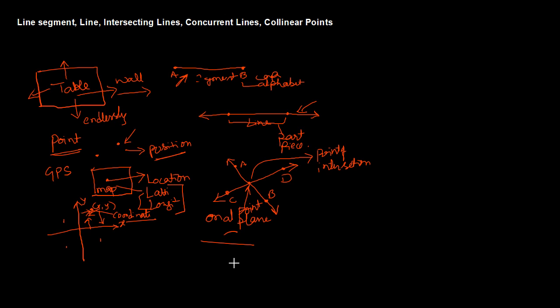So what if I had two lines just like this, or two line segments? They are not intersecting anywhere. There is no point of intersection. They are not touching each other. So these two lines are not called intersecting lines. They are just individual lines. If they cross each other at one point, that is called the point of intersection.